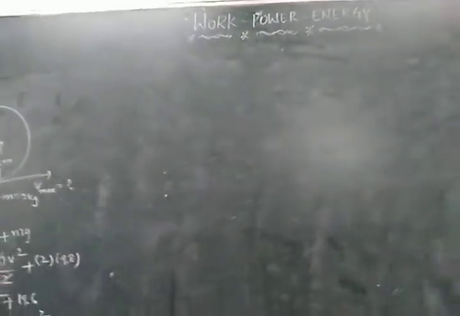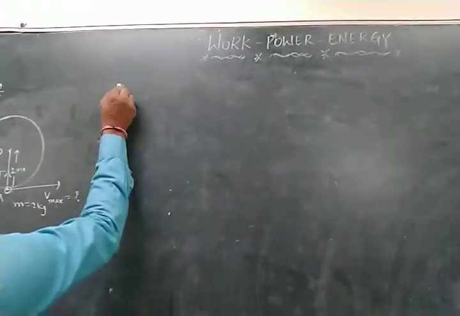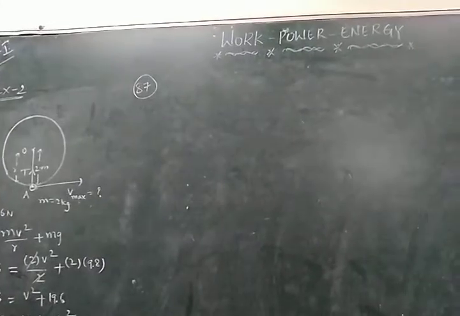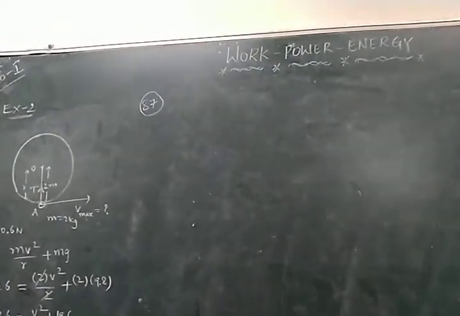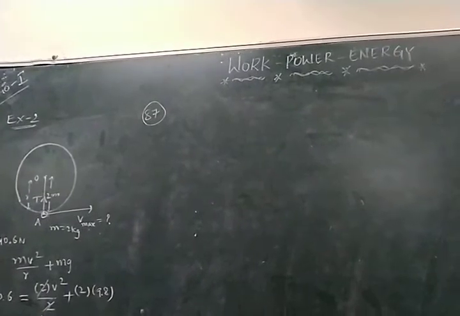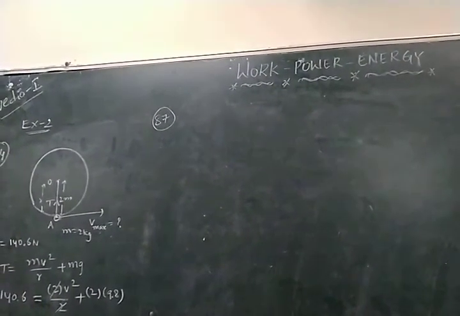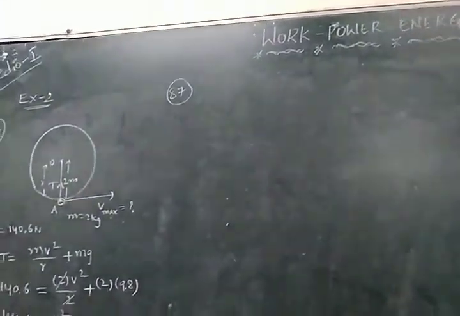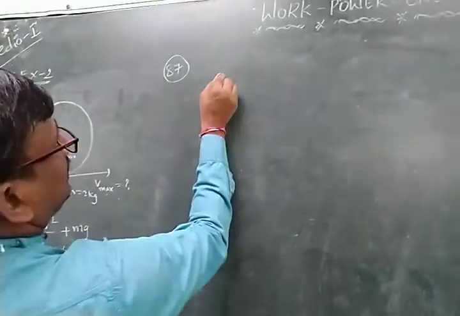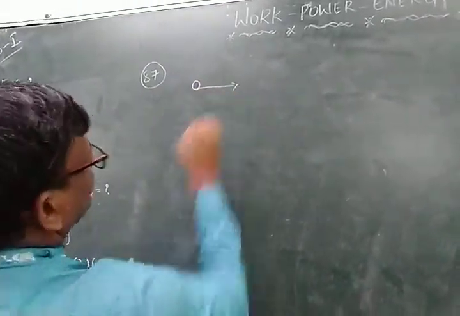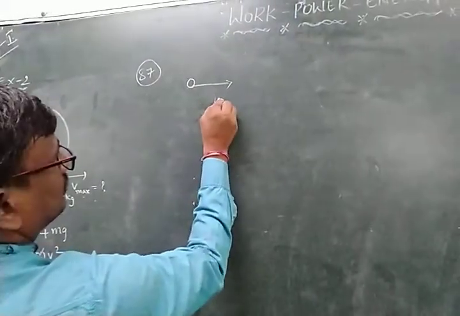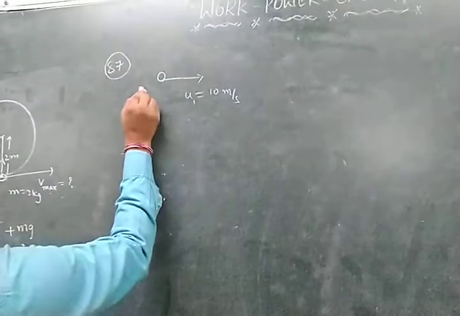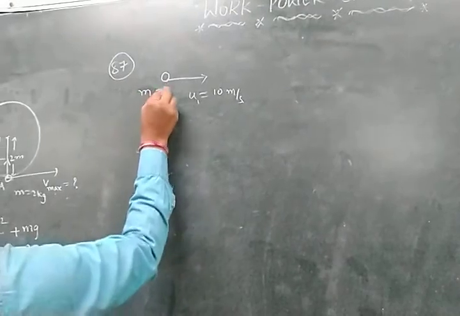Now the next question number is 87. A body of mass m traveling with velocity 10 meter per second collides head on elastically with a body of mass 4 kg traveling at a speed of 5 meter per second in the opposite direction. Find the velocity of the second body after collision. See, here this is the first body, moving in this direction. Its velocity u1 is equal to 10 meter per second, and its mass m1 is 6 kg.